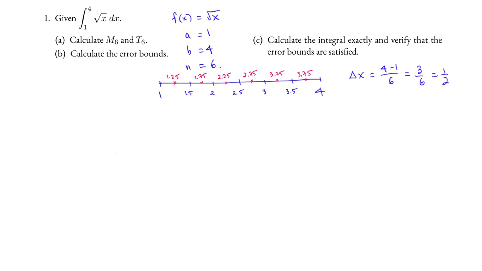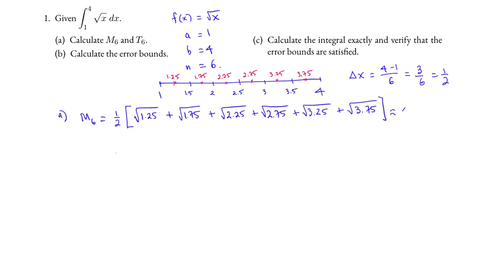The midpoint rule is computed by taking the width 1/2, multiplied by the height using the midpoint for each. 1.25 is only the x coordinate, so the height is the functional value, which is the square root of x. So the height for the first midpoint is the square root of 1.25. The height for the second midpoint is the square root of 1.75, and so on. Each time we multiply by 1/2 to get the area of the rectangle.